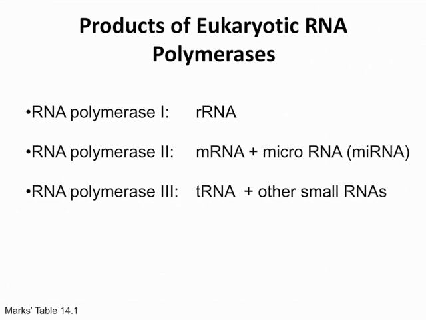So these are the products of eukaryotic RNA polymerases. You should know these very well. RNA polymerase 1 is going to make rRNA. RNA polymerase 2 makes mRNA and microRNA. And RNA polymerase 3 makes tRNA and other small RNAs. So make sure you know those.